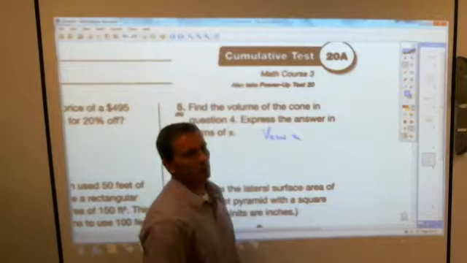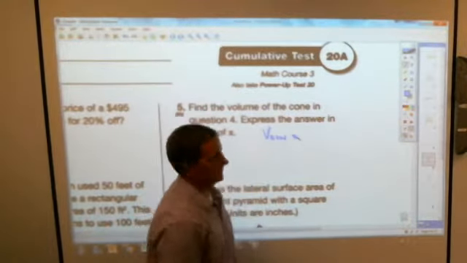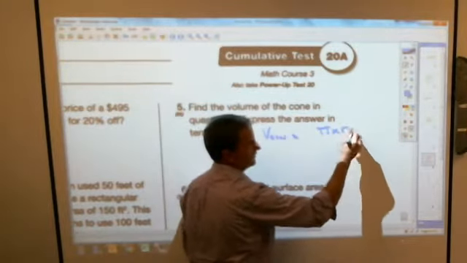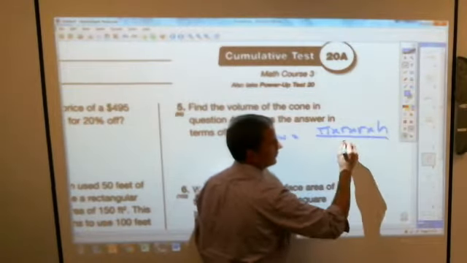Remember, things that come to a point, you just have to divide by 3. It is the volume of a cylinder, which is pi times radius squared times height, divided by 3.